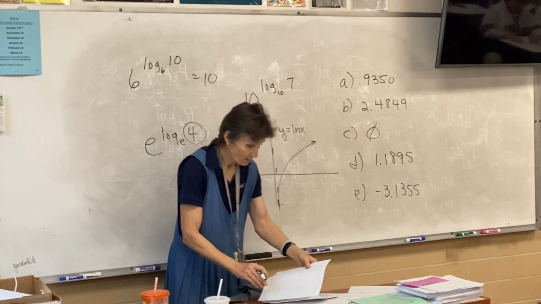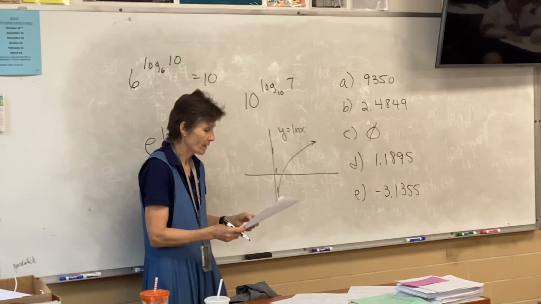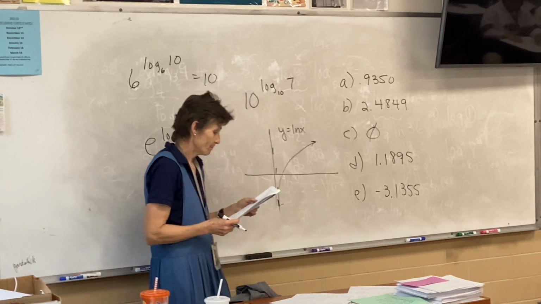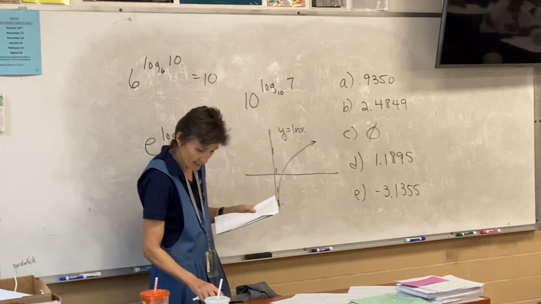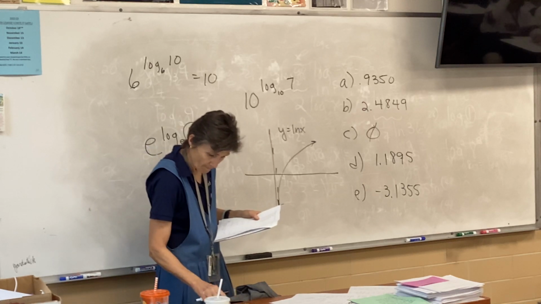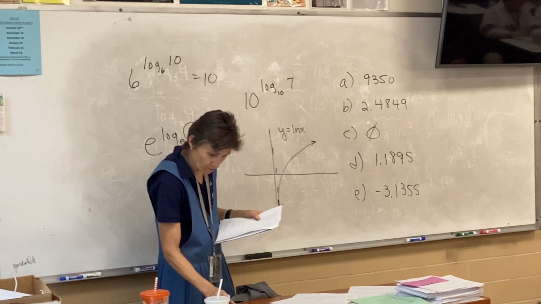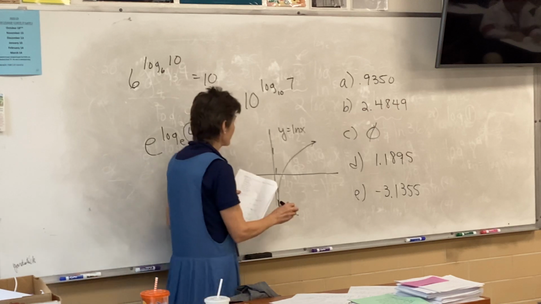All right. So what's the answer to F? No answer. And G? No answer. And H? 3.296. 3.2960, is that what you said?